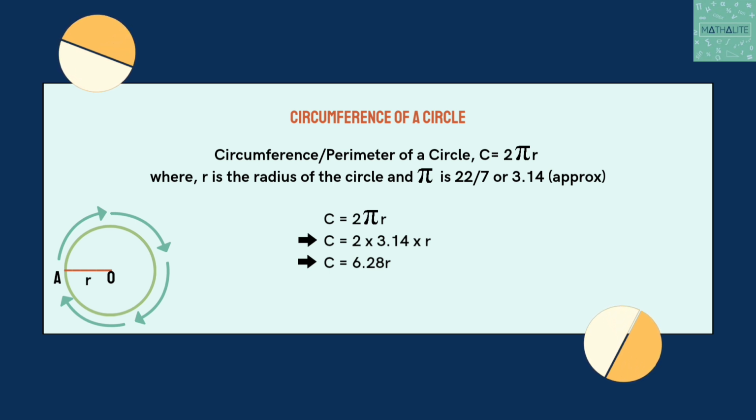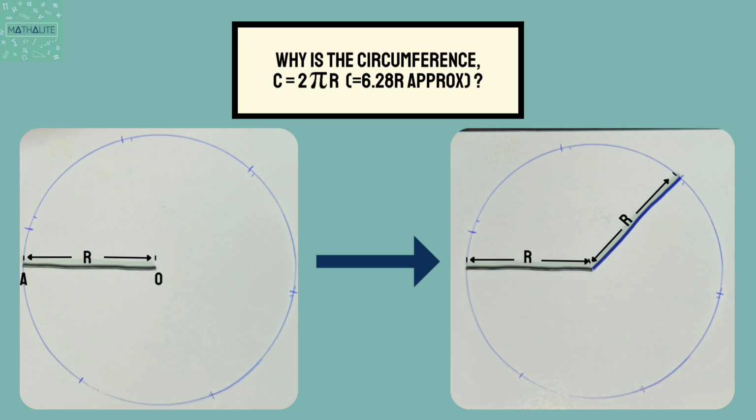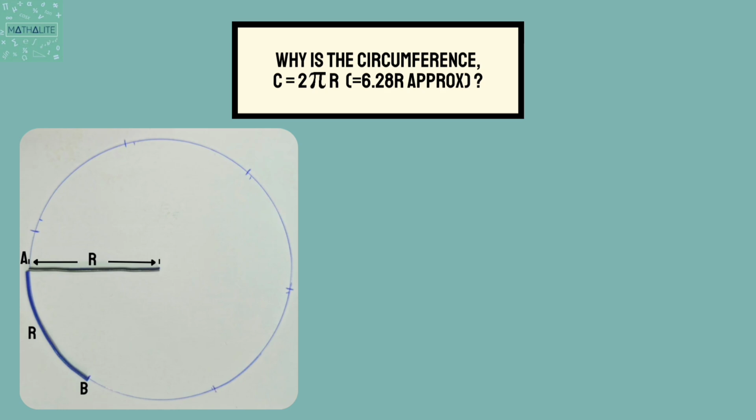For that, we'll consider a circle having some radius r shown by the length OA. We have taken a black wire having the same length as that of the radius of the circle. Let's take a blue wire having the same length as that of the radius of the circle. Now let's bend this blue wire and place it on the circumference starting from point A. It goes up to point B having length r.